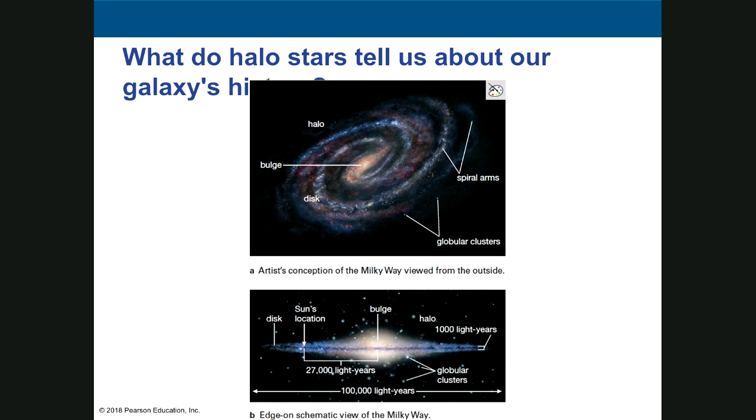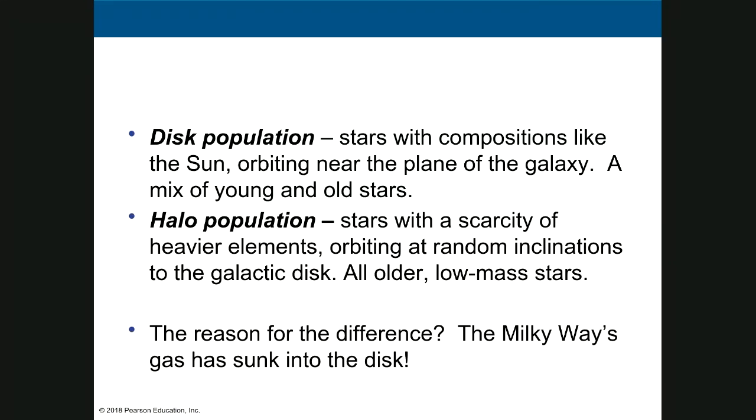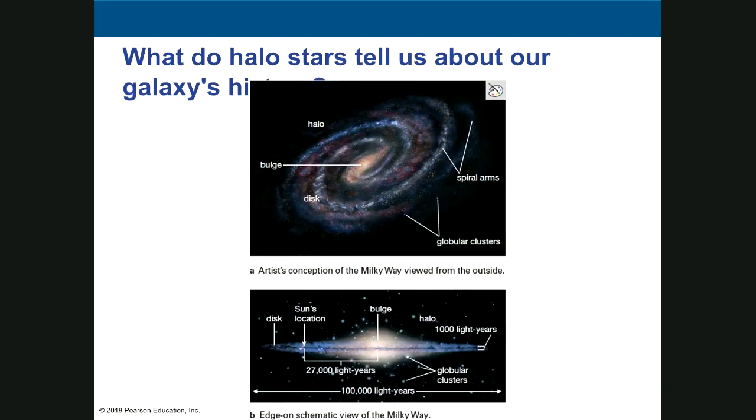So this seems to tell us that, and we also see that in the halo, we have old low-mass stars. Another observation we make in the halo is that a lot of the stars don't have a lot of heavier elements. This seems to indicate that they're older stars, right? Because they didn't benefit from other star cycles, star recycling, delivering heavier elements to their systems.